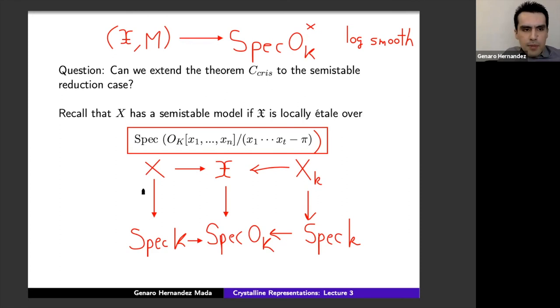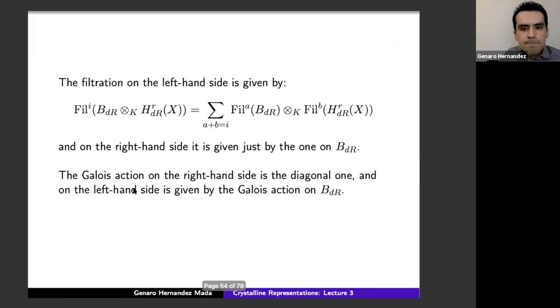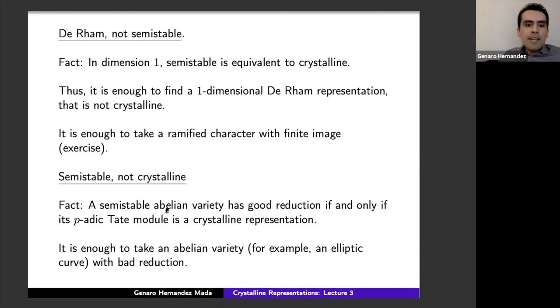Okay, so there are some cases in which this question is answered. So I have here the answer for abelian varieties. So look at this fact here. It says a semi-stable abelian variety has good reduction if and only if its p-adic Tate module is a crystalline representation. So basically the answer to our question, in the same situation we had before, but where my variety is an abelian variety.